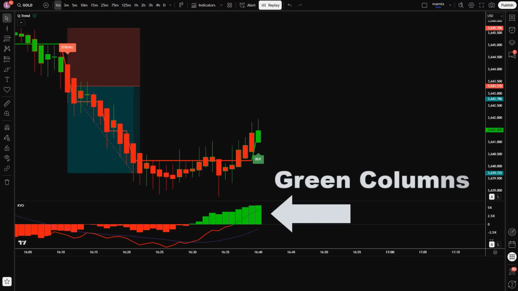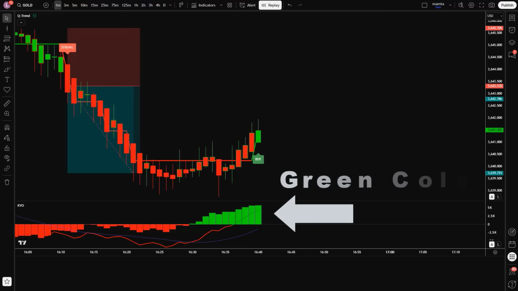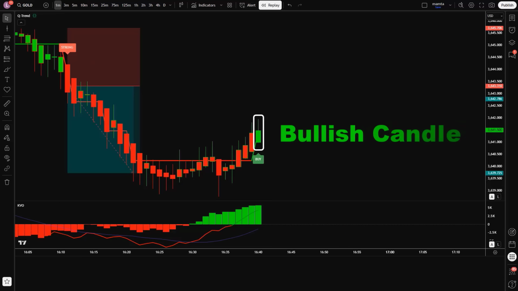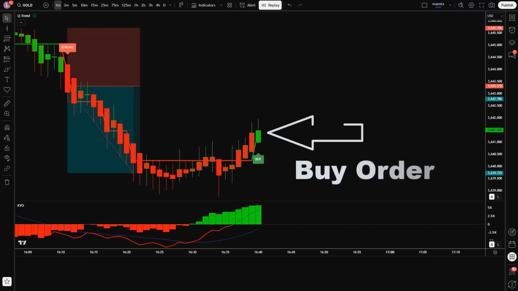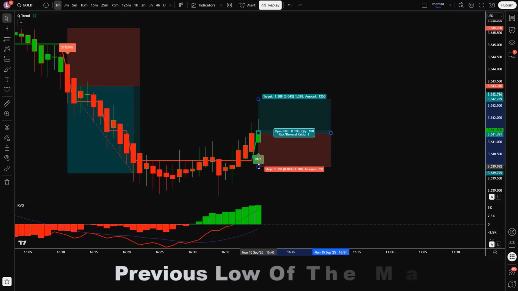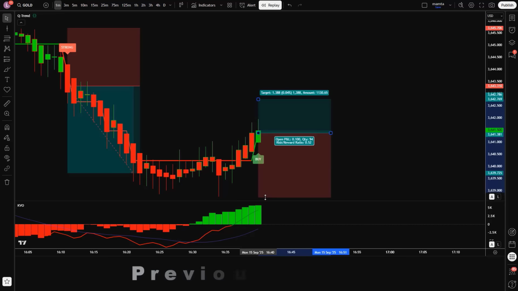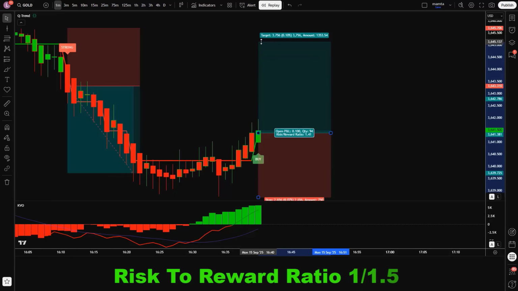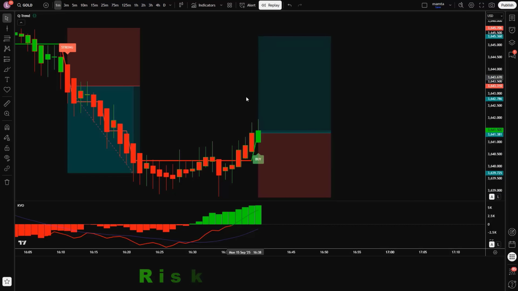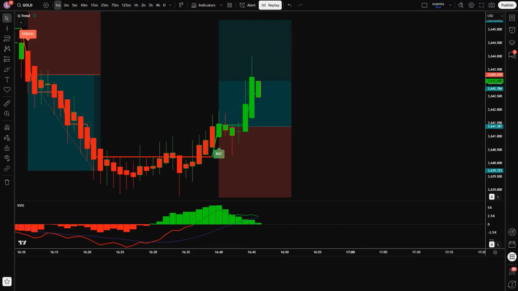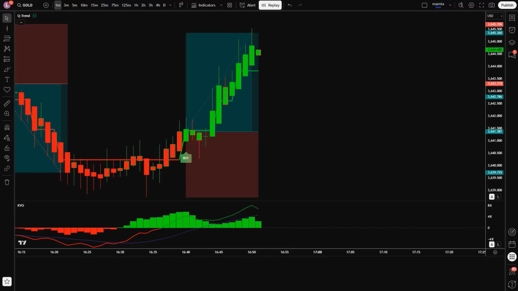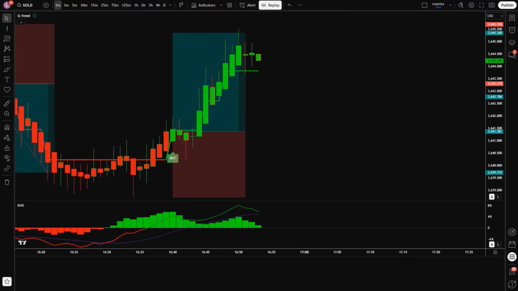Here the Klinger volume oscillator indicator shows green color columns. Here the market has made a bullish candle to give confirmation. So all our conditions are being fulfilled, so we are placing an order to buy. Our stop loss is the previous low of the market, and the risk to reward ratio will be 1:1.5. The market has completely hit the target. Let's find the next trade.